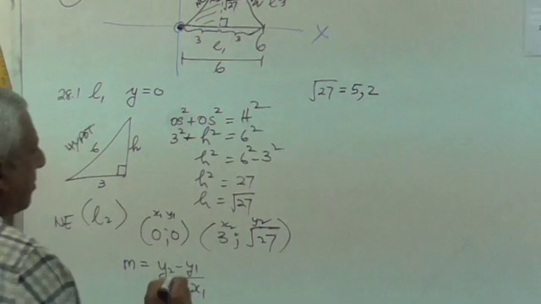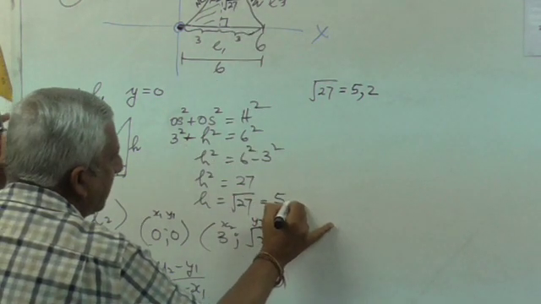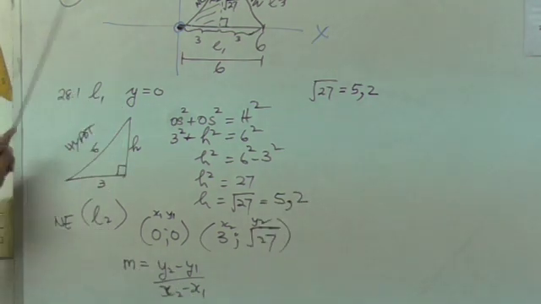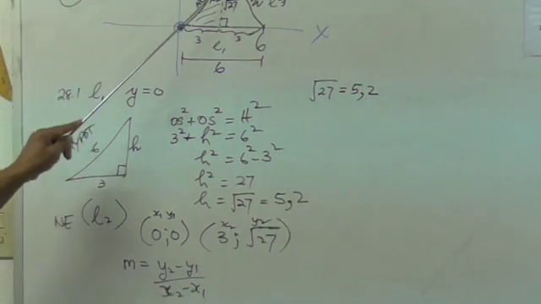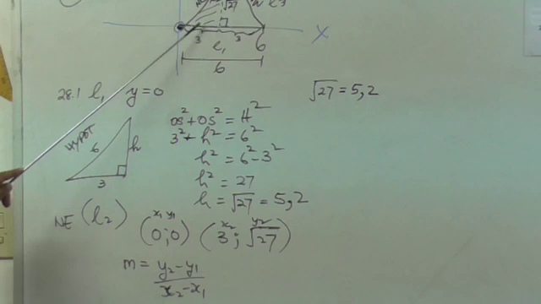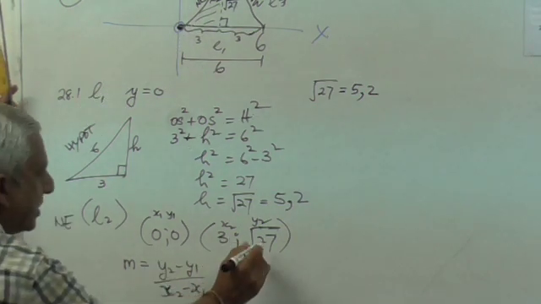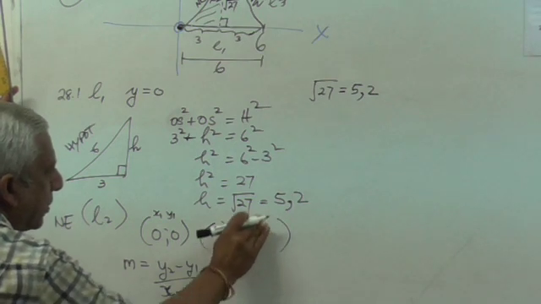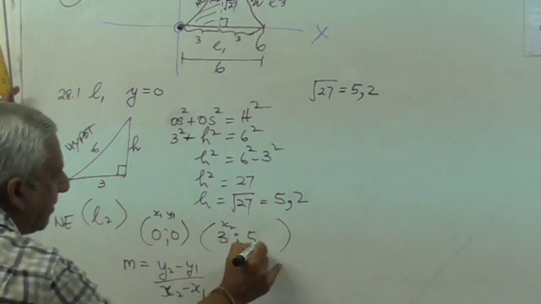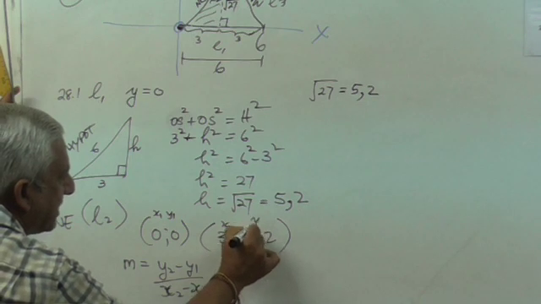It's better for me to say 5√2. And root 27 is equal to 5√2. So that point is (3, 5√2). Right? Root 27 is 5√2, so it makes it better. So instead of saying root 27, I will say 5√2, correct to one decimal place.